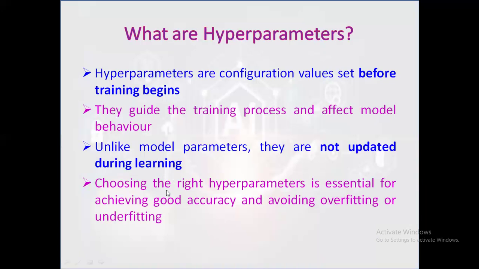Next, choosing the correct hyperparameters prevents overfitting and underfitting. Selecting appropriate hyperparameters ensures the model neither memorizes the training data nor oversimplifies the relationship. This we call overfitting and underfitting. Proper tuning helps achieve balanced learning and strong generalization to unseen data.